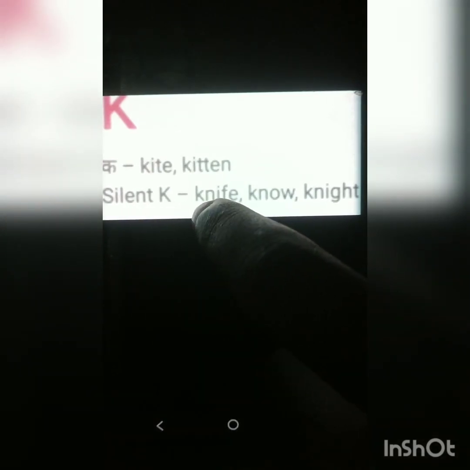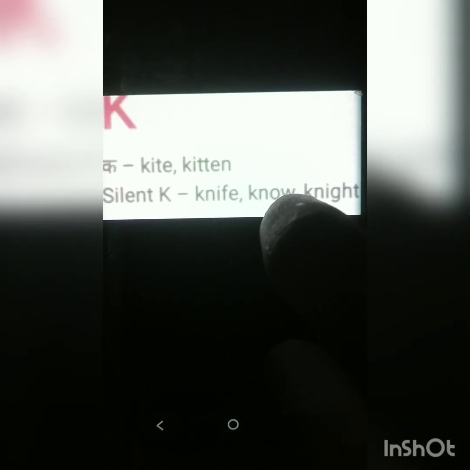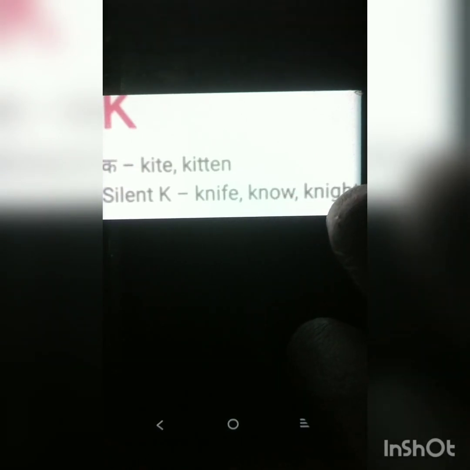Silent K when you see KNIFE, knife. Tell with me. KNIFE, knife. KNOW, no. KNOW, no. KNIGHT, night.